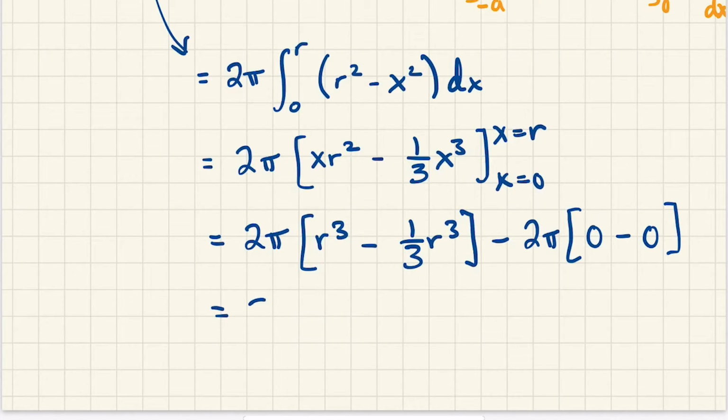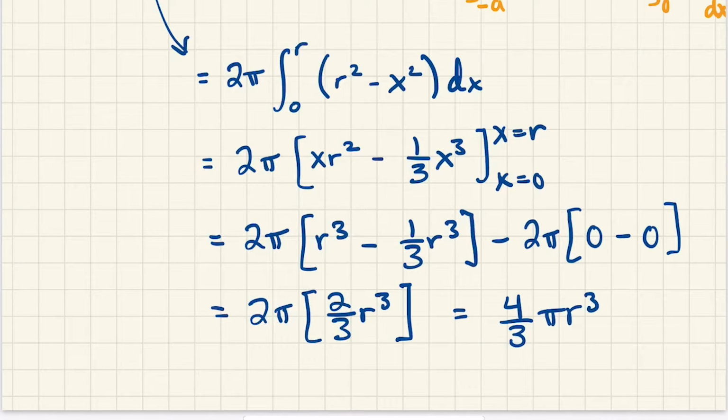So we have 2 pi times r cubed minus 1/3 r cubed, which is 2/3 r cubed. And that's 4/3 pi r cubed, which we know to be the volume of a sphere of radius r. So we are powerful.